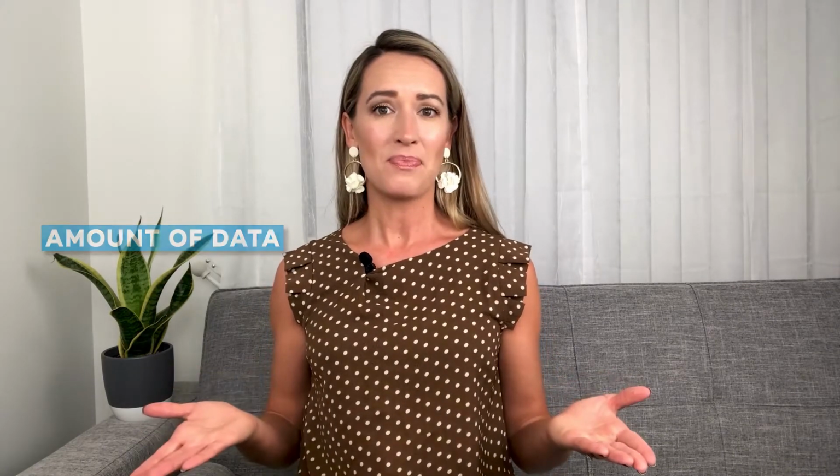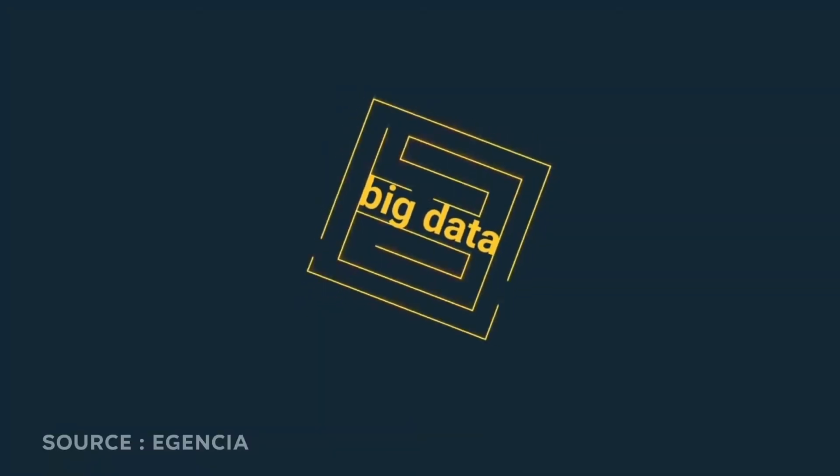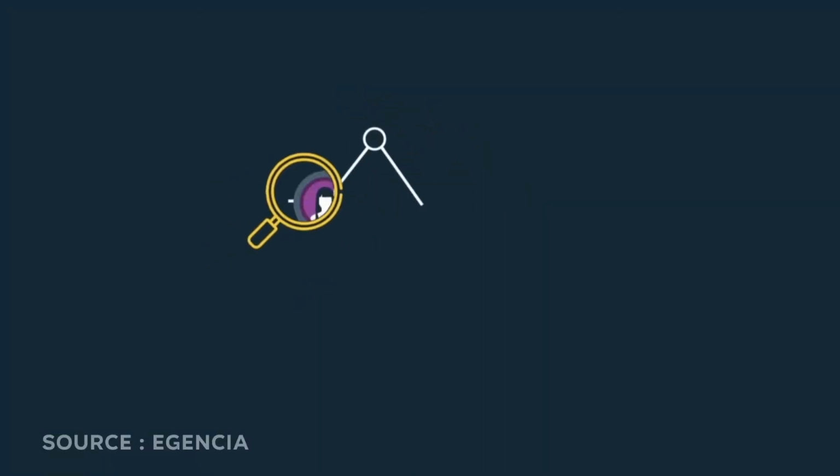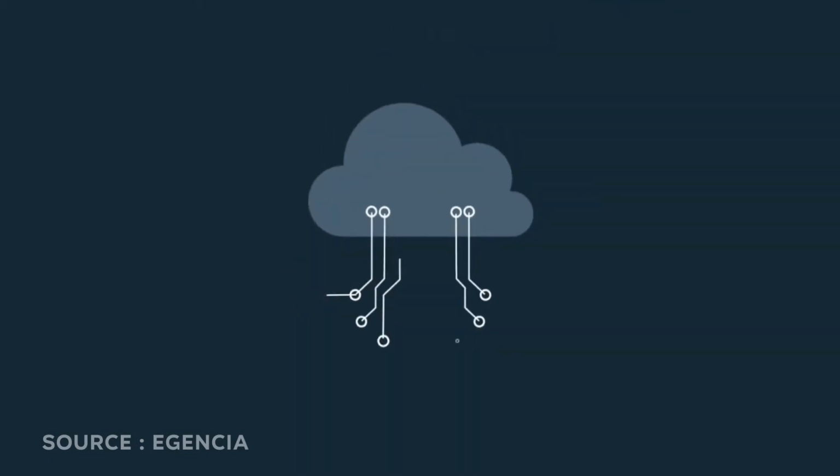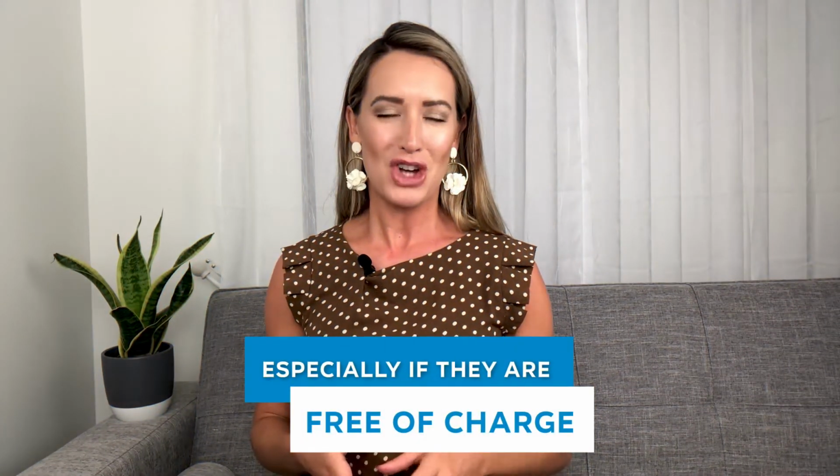Amount of data. When working with data visualization software, companies often deal with large amounts of data points. Different systems will have various abilities when it comes to the amount of data they can process, especially if they are free of charge. Price. This criterion will review the price of the software and will note if a free trial is available.